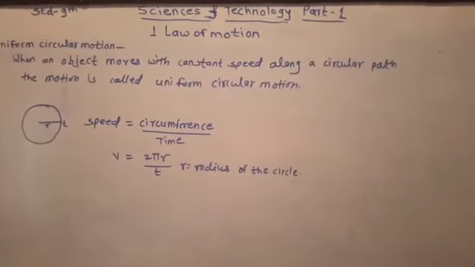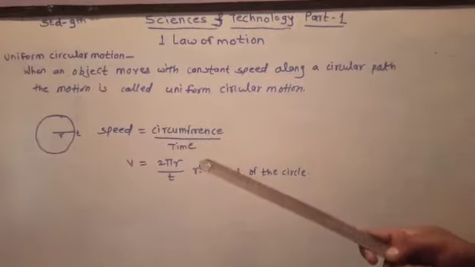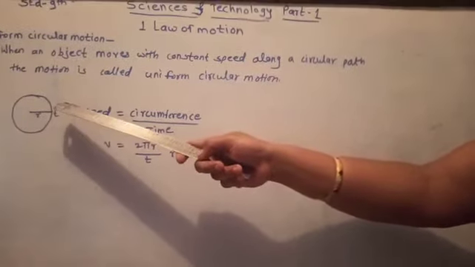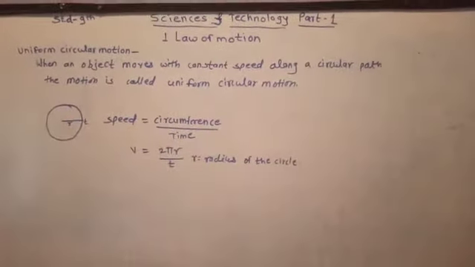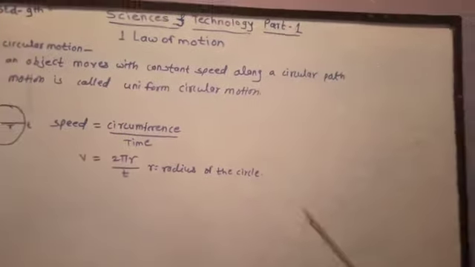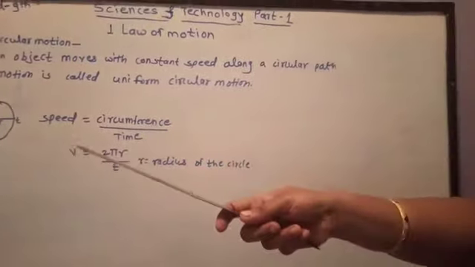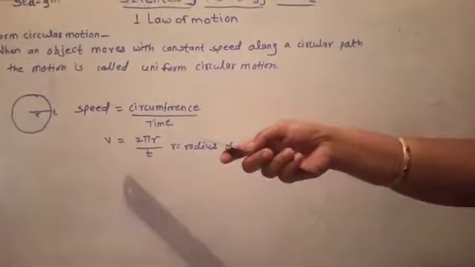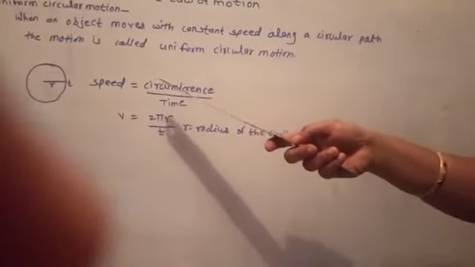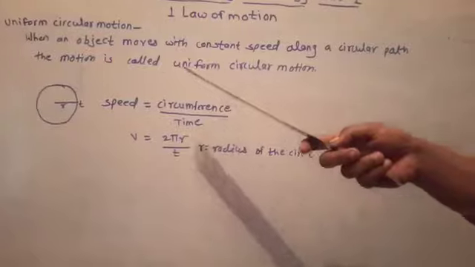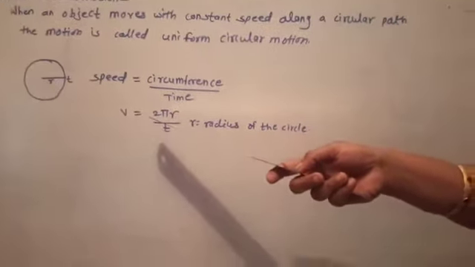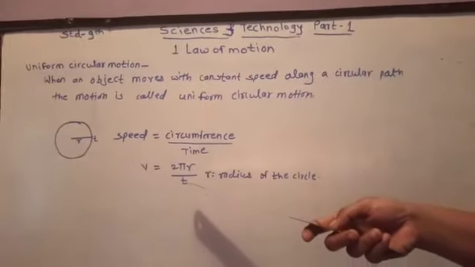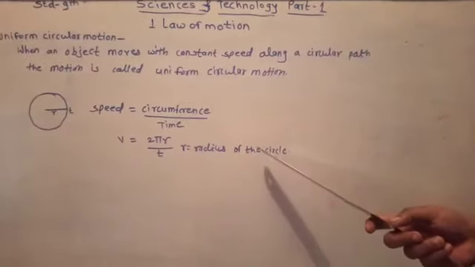If an object moves along a circular path of radius r, taking time t to come back to its starting position, its speed can be determined using the formula given below. The speed formula is speed equal to circumference upon time. Speed v equal to circumference, the formula is twice pi r upon time t. r is the radius of the circle.